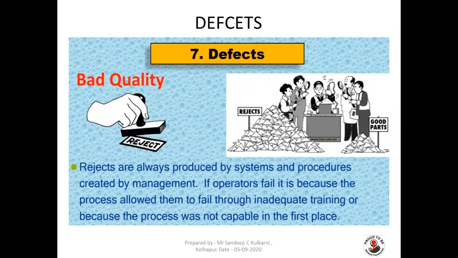Seventh and last waste is defect. Defect is nothing but bad quality material. It may be rejection, it may be salvage, it may be deviation. So rejects are always produced by systems and procedures created by management. If operators fail, it is because the process allowed them to fail through inadequate training, or because the process is not capable in the first place.